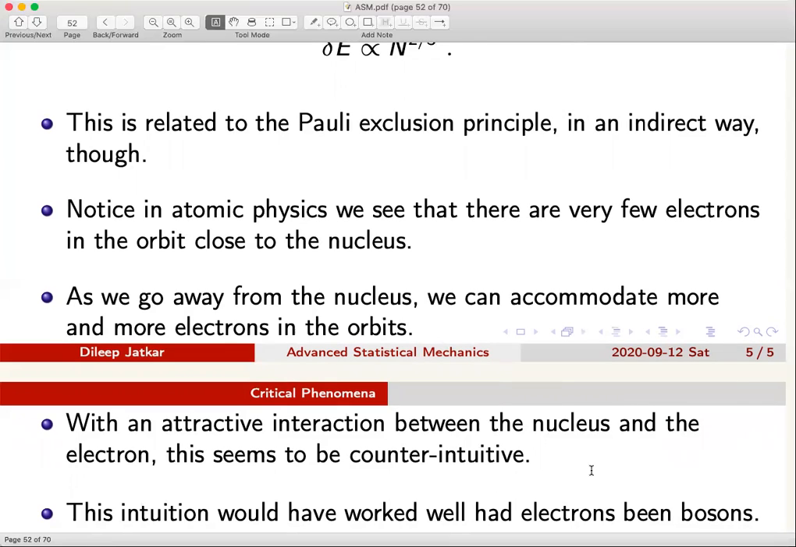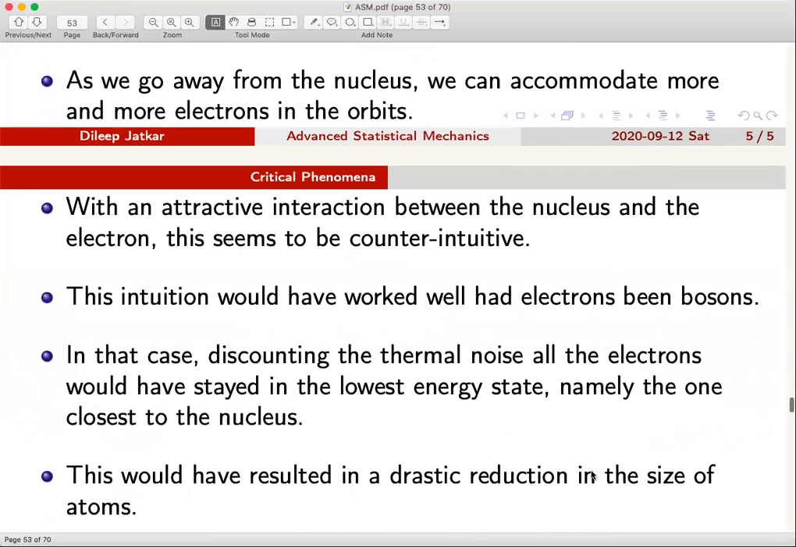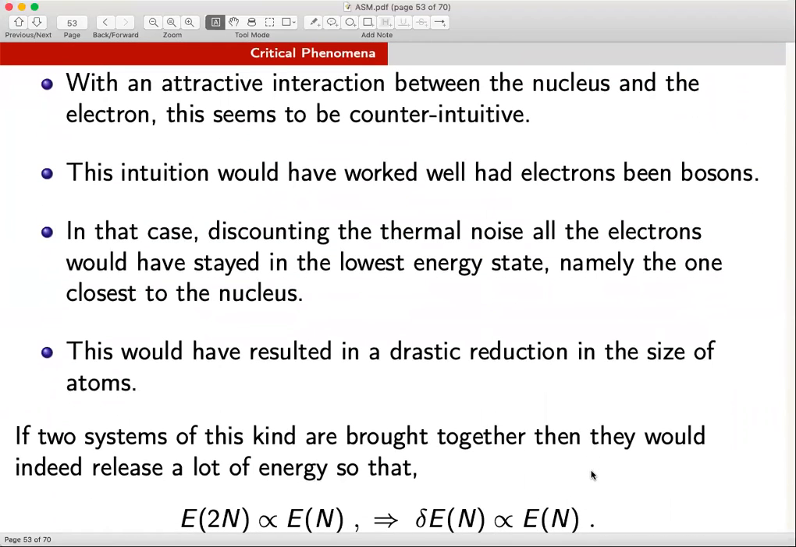Okay, so as we go away from the nucleus, we can actually accommodate more and more electrons in the orbits. Now, this seems a bit counterintuitive, because you have an attractive interaction between nucleus and electron, and you would have expected that if the interaction is attractive, then the charged particle would want to reside closer to the nucleus. Electron would choose to live closer to the nucleus than far away. Now, this intuition, of course, would have worked quite well had the electrons been bosons. And that is because if the electrons were bosons, there is no limit on how many electrons could occupy a given energy state.